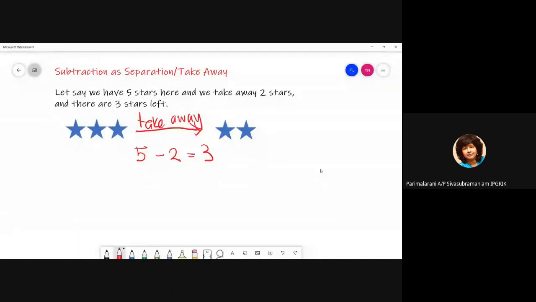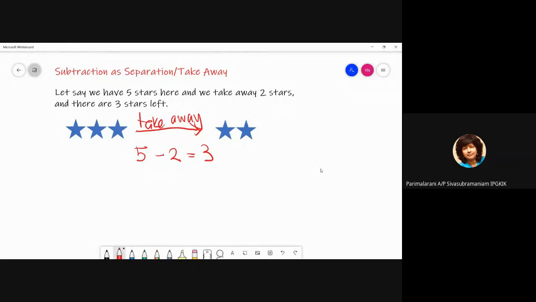This is a static model. Or if you want to show an active model, you can show a tree with 5 birds, and then 2 flew away. You can show 2 flying away and 3 more still on the tree. And then your number sentence will be 5 minus 2 equals 3.